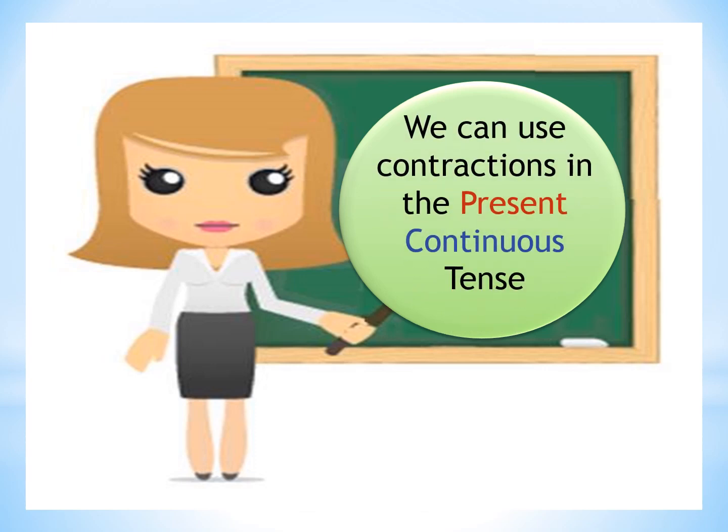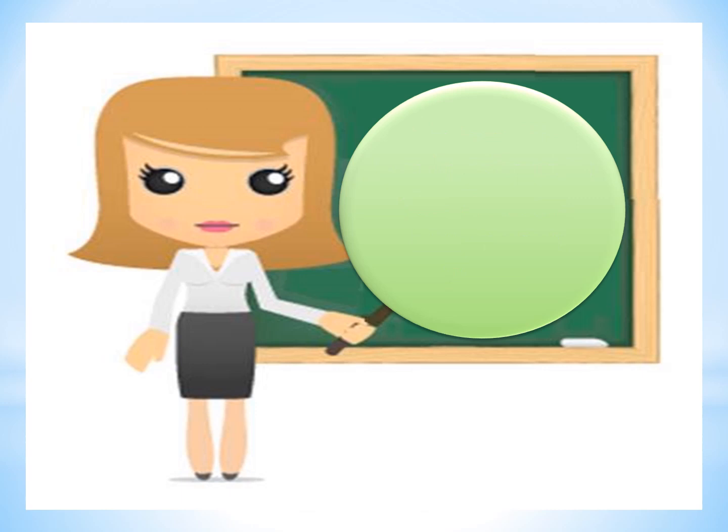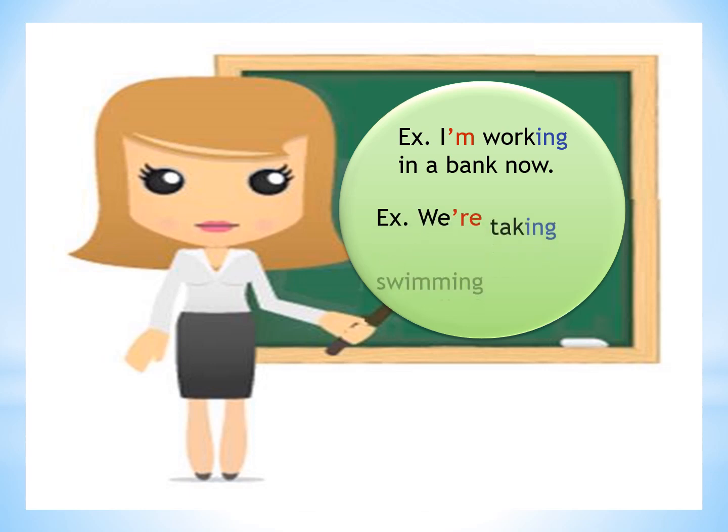We can use the contraction form with the present continuous tense. For example, we can say I'm working in a bank now, and we can also say we're taking swimming lessons this summer. I'm is a contraction form of verb to be in the present. Working is the main verb in the present participle. We're is the contraction form of verb to be in the present, and taking is the main verb in the present participle.